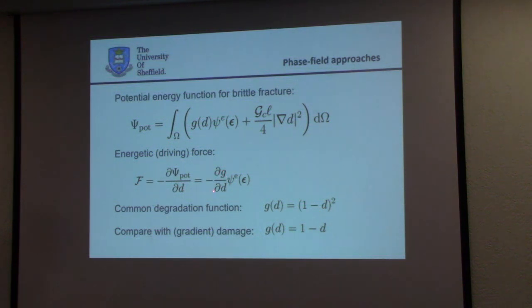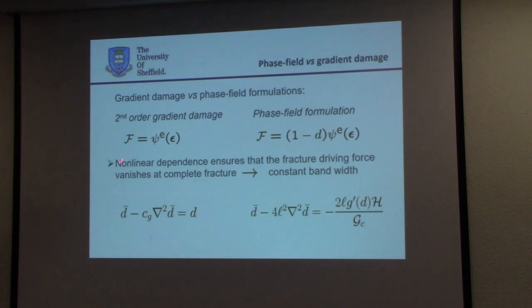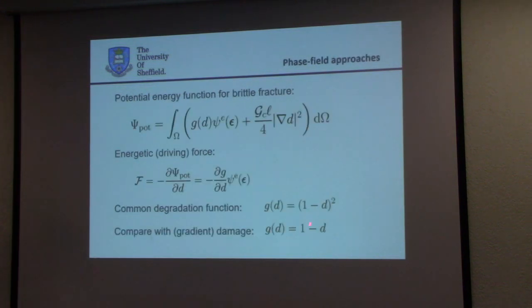It's your dg dt. And in case of a linear function, like in gradient damage, dg dt is just minus 1. So here we have just minus 1 times the elastic energy. And that means that you have a constant driving force in these gradient damage processes. And that's the explanation why you have this broadening, which I showed you.